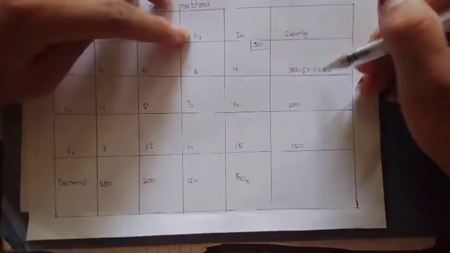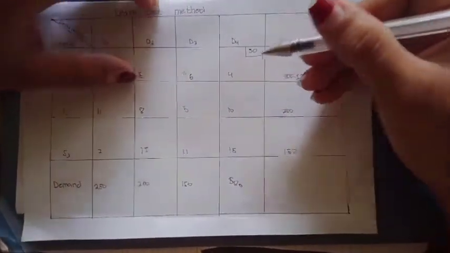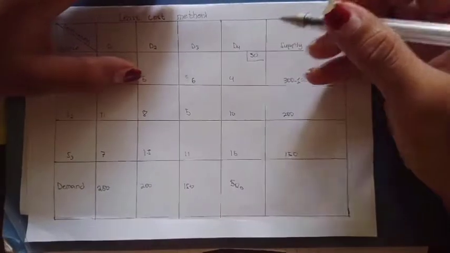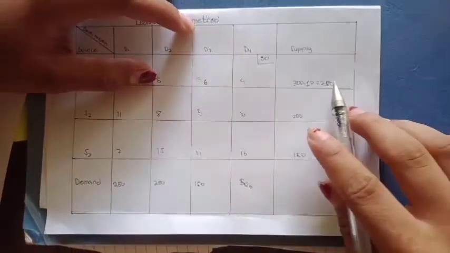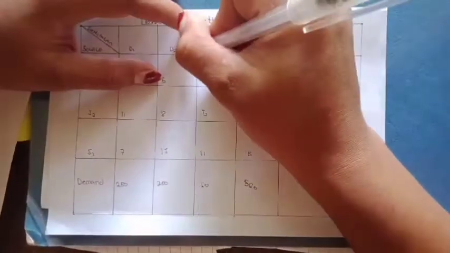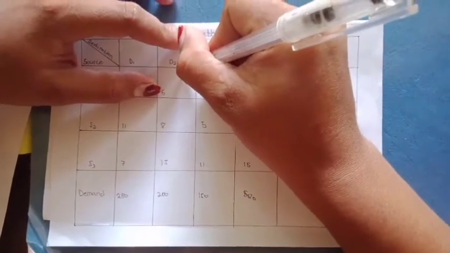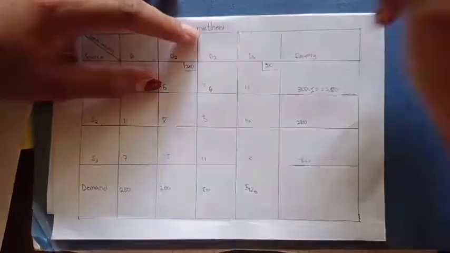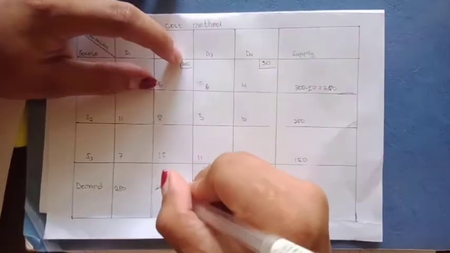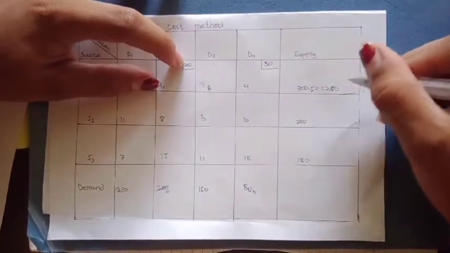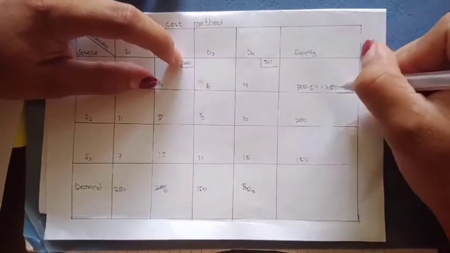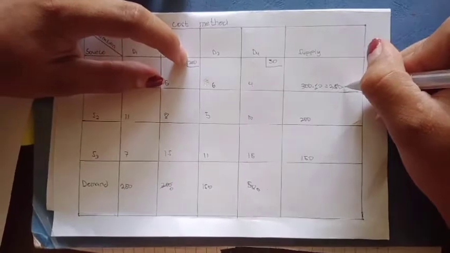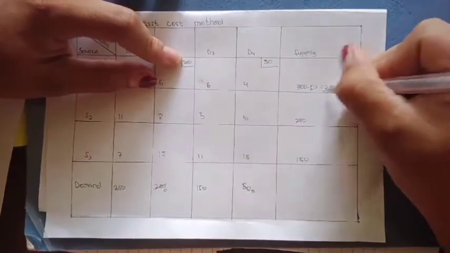So next is 5. We have 5 here, so we have a demand of 200 and a supply of 250, so we need to allocate 200 here, then it will become 0, then 250 minus 200 is equal to 50, so it will become 50.